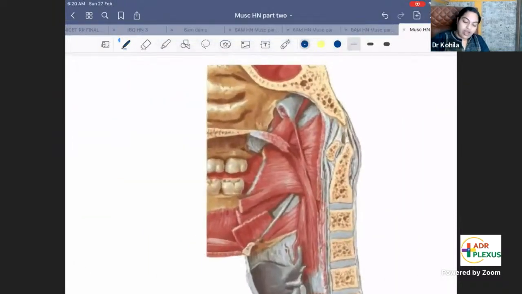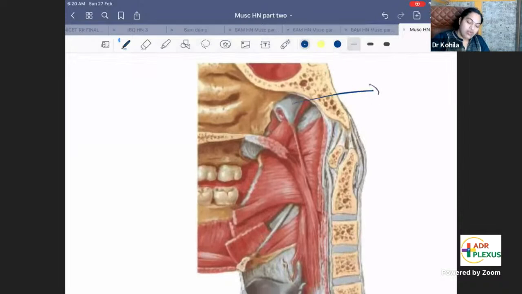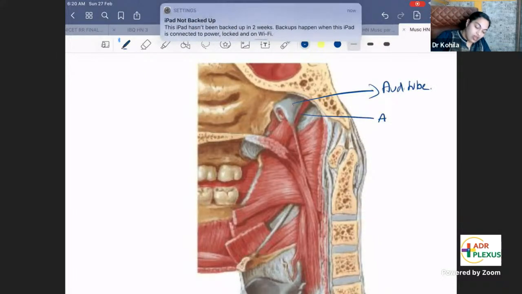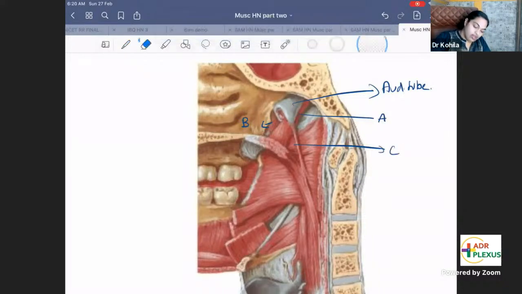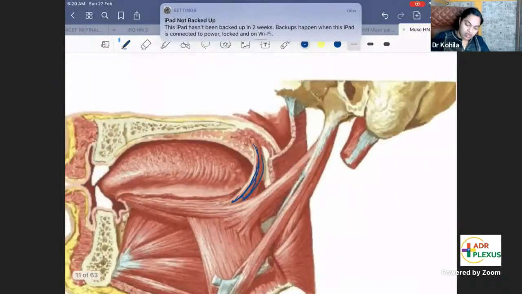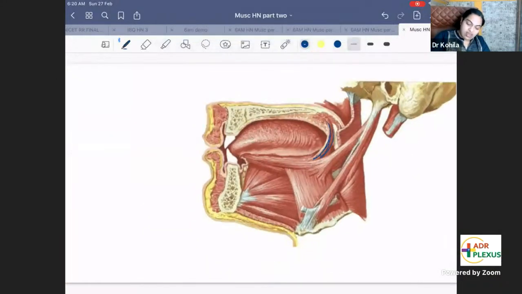So here also try to identify the muscles of the soft palate. You can see the auditory tube here. Now tell me what is A, what is B, and what is C? Sorry, not this one. Palate right here, this one. Previous two slides, Harish. This one, palatoglossus. This is the soft palate. From the soft palate to the tongue, palatoglossus.